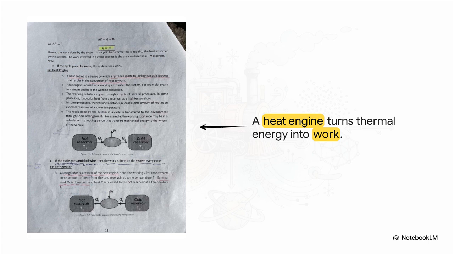A heat engine perfectly obeys those natural laws. It steals heat from a really hot source, uses some of that thermal energy to do actual mechanical work, like say turning the wheels of a car, and then it just naturally dumps the leftover waste heat into a cold sink. It relies entirely on that natural downhill flow of heat we talked about.